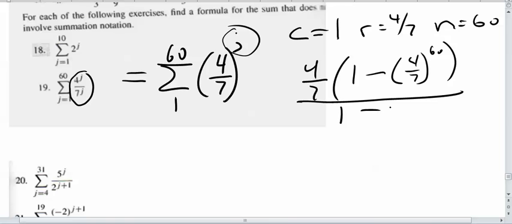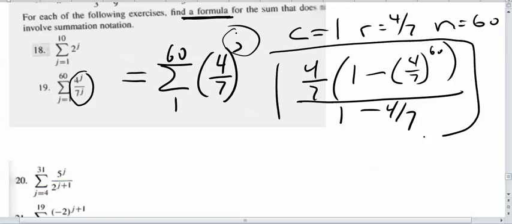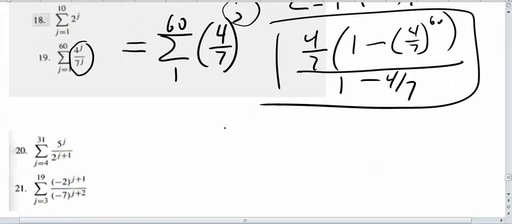1 minus 4/7. Now, I just realized that they didn't want the actual number, they wanted to find a formula. So I guess, in other words, you can actually stop right there, okay? You could physically stop right there because of that formula, all right? So, even in the previous one where I said you could clean it up, well, I don't know. Maybe you could clean it up, but you could actually clean this up and get an actual number.